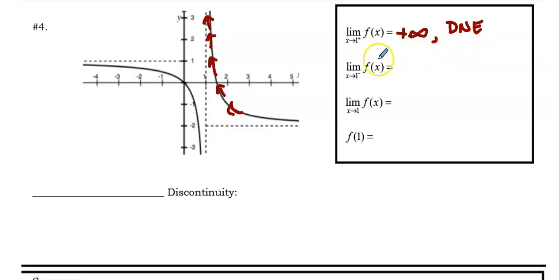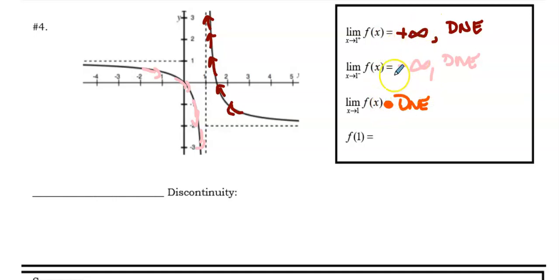If we look at the left-hand side, again, we're just approaching x equals 1. You can see that this is going to negative infinity, which is also does not exist. So a couple of things I want to make a point of here. The first thing is that these are clearly not the same thing. So this is does not exist. So I ask my students this all the time.